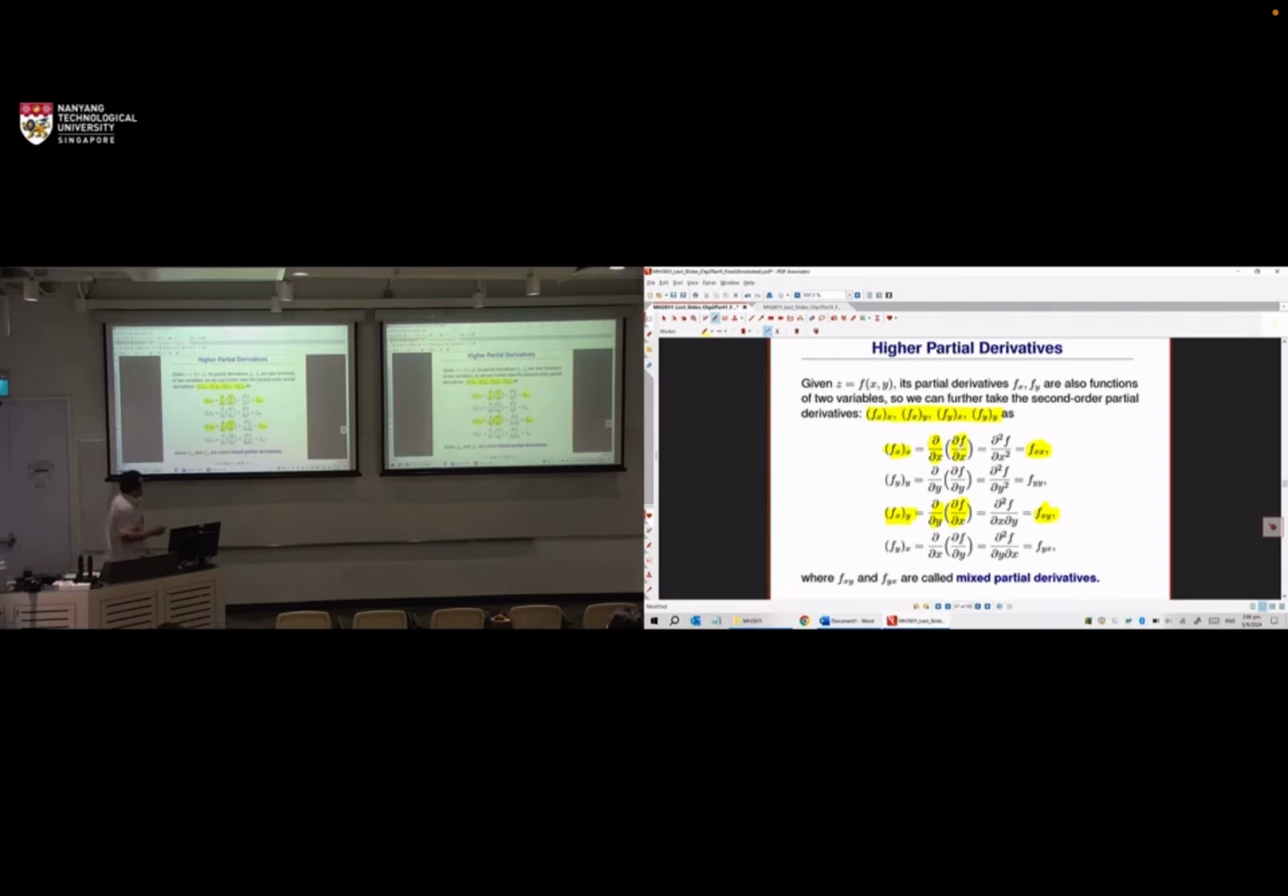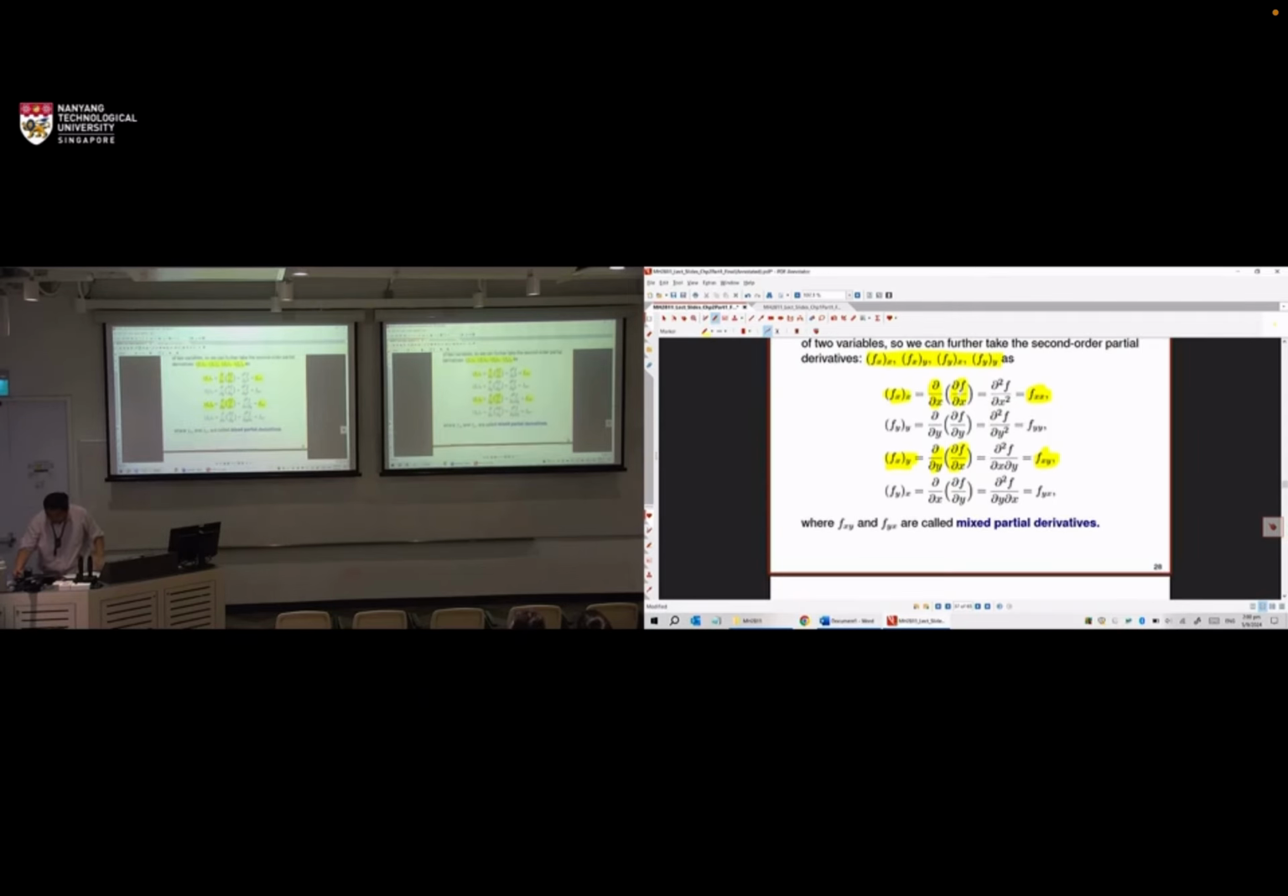Take note, this is being done first, then this one. So over here is fx, then fy. And over here, you can see that y is being done first, then you do this. So the symbol is fyx. And we call the fxy and fyx the mixed partial derivatives.